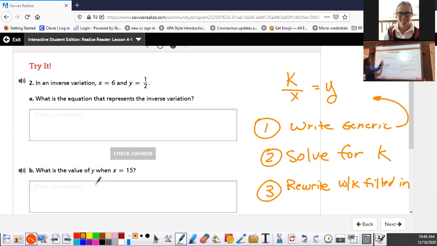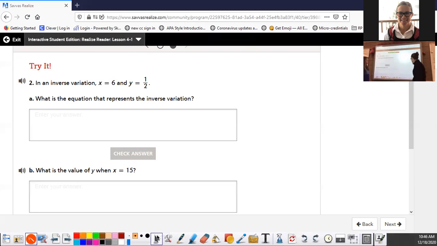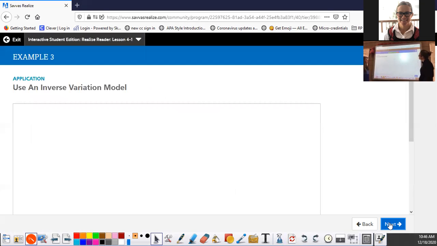So what is the equation that represents the inverse variation? They've broken that down and now put k in, put x in as 15 with the k you found, and solve for y. Moving right along into example 3.